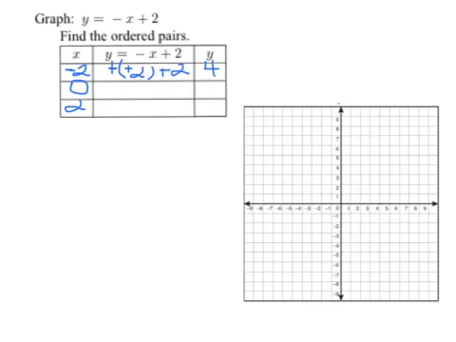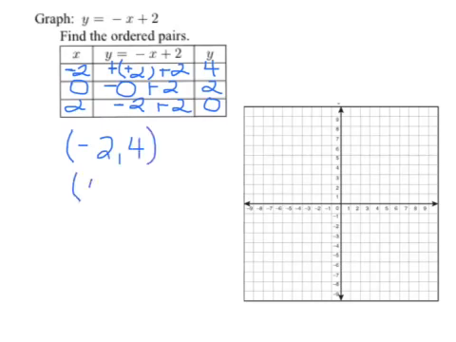Now let's plug in 0. So I'm going to do negative 0, which we know is just plain 0, plus 2, so I have 2 here. And then I've got a positive 2, so negative 2 plus 2, and that would be 0. So my ordered pairs are negative 2, 4, 0, 2, and 2, 0.